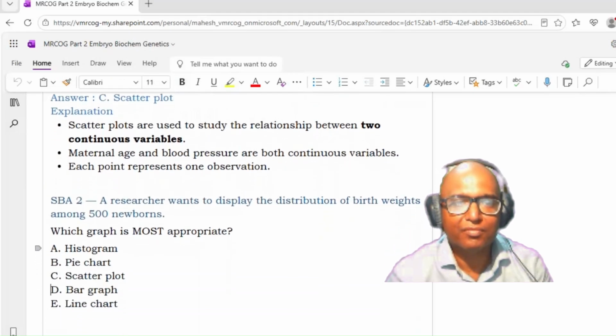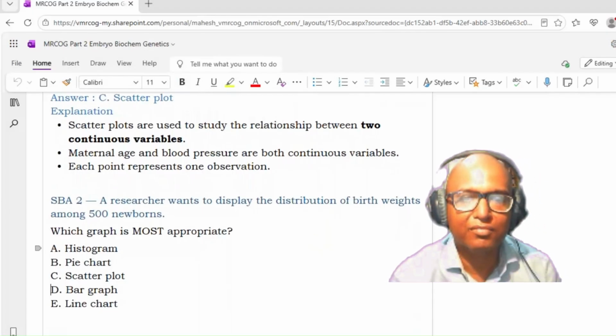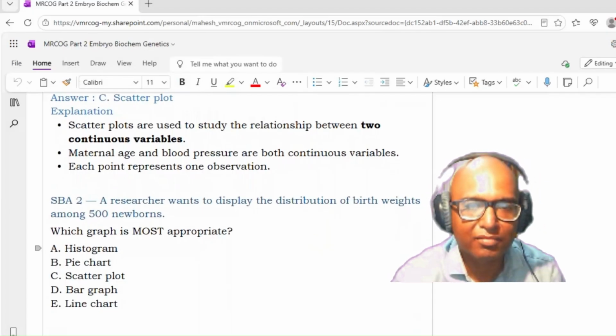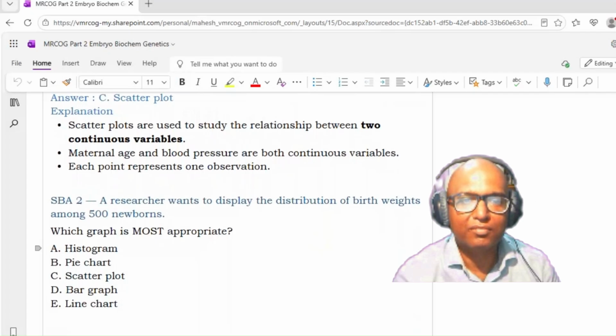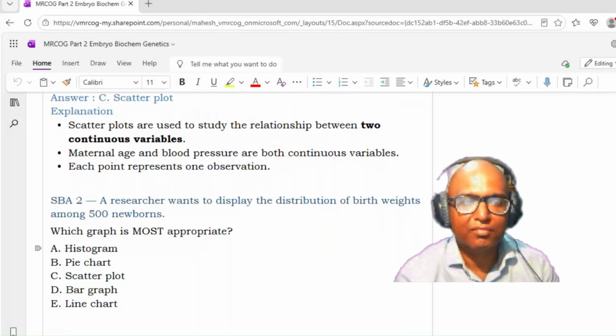Next. Question number 2. A researcher wants to display the distribution of birth weights among 500 newborns. Which graph is most appropriate? A. Histogram. B. Pie chart. C. Scatter plot. D. Bar graph. And E. Line chart. Histogram.